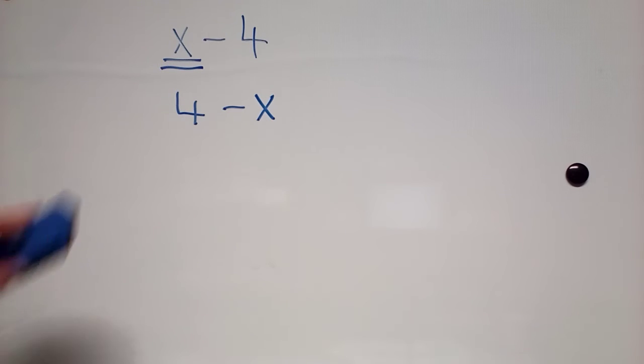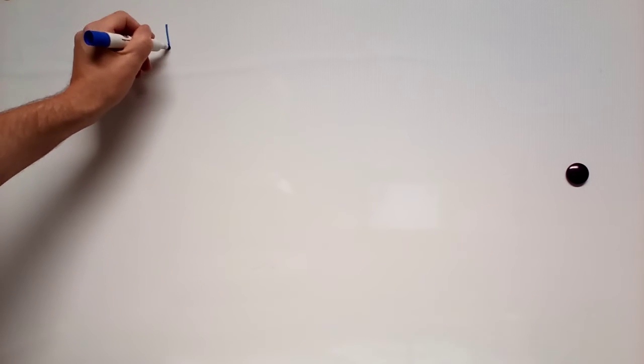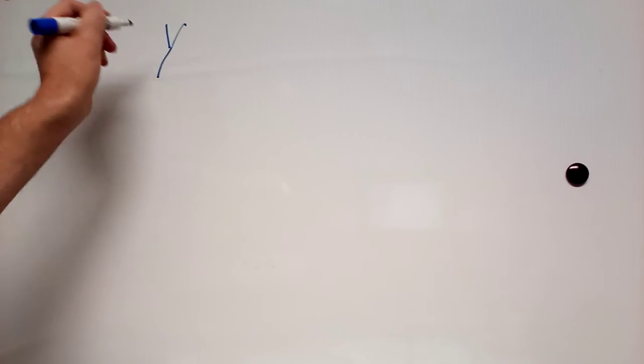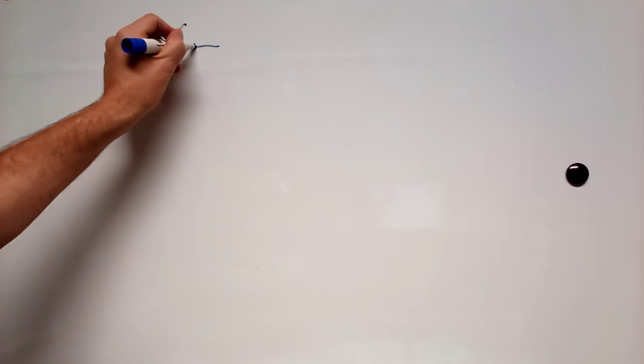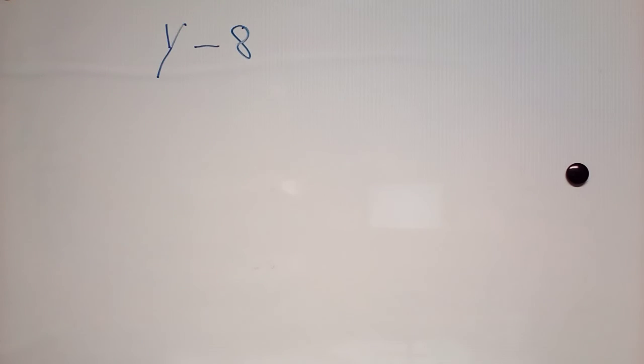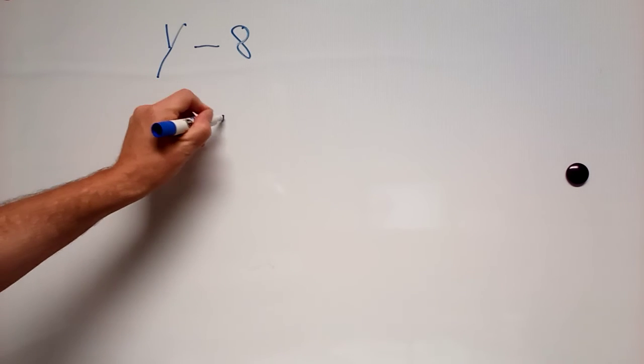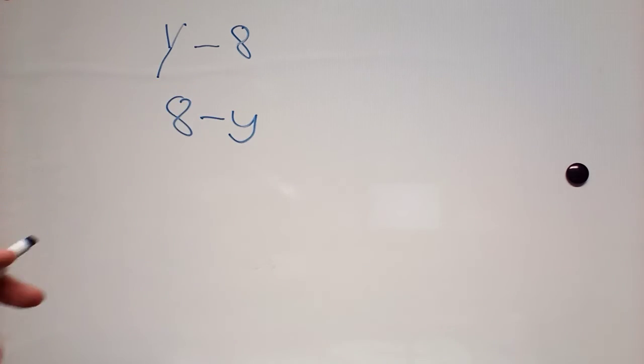Okay? So let's try 8 less than a number. So let's put a number first. We'll use Y for our number this time. There's a Y. And 8 less than that would be Y minus 8. Now, if we said 8 less a number, I would go 8 subtract the number.